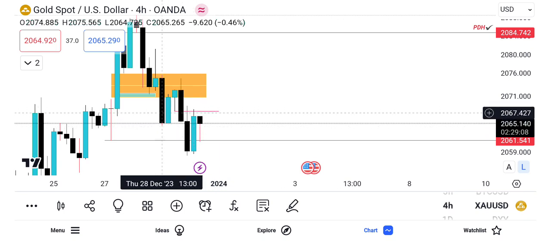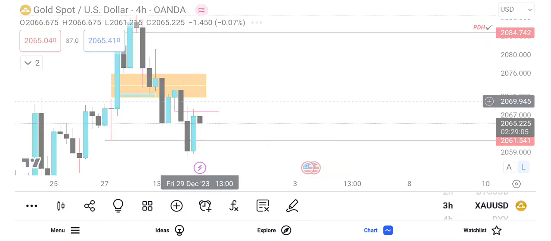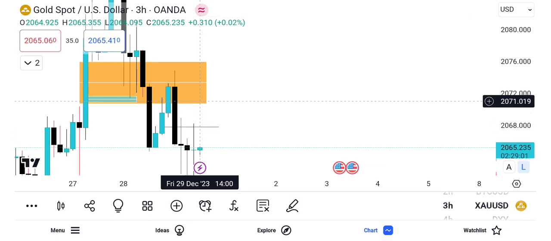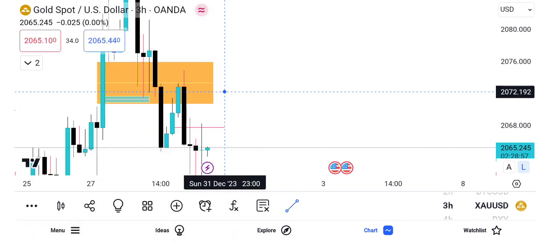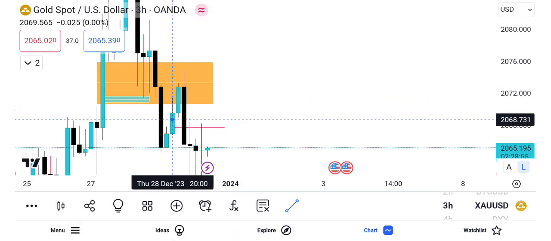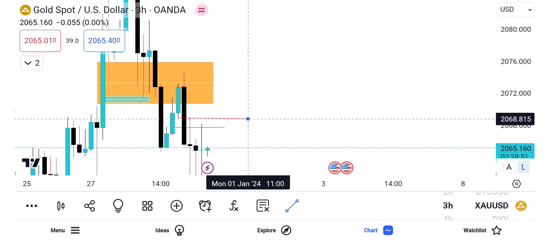So I had this level in my chart, but dropping to the lower time frames, what I spotted was this 3-hour fair value gap here, and I'm marking it exactly as I had marked my charts.